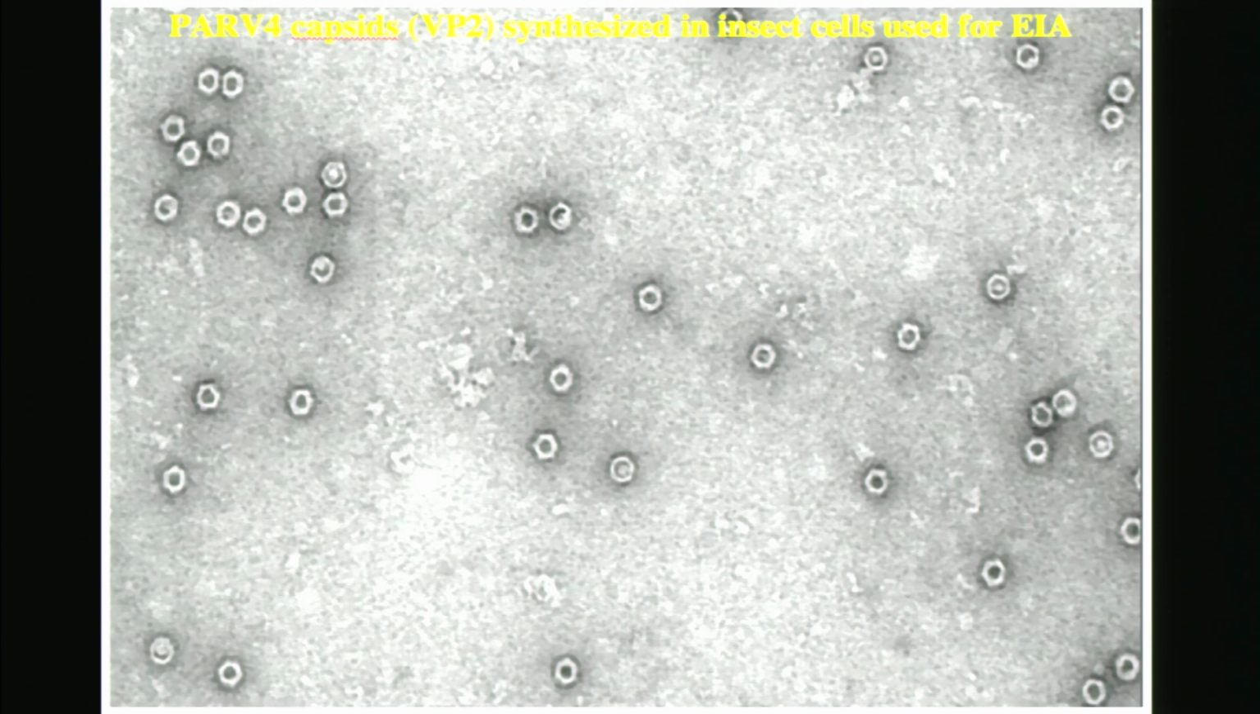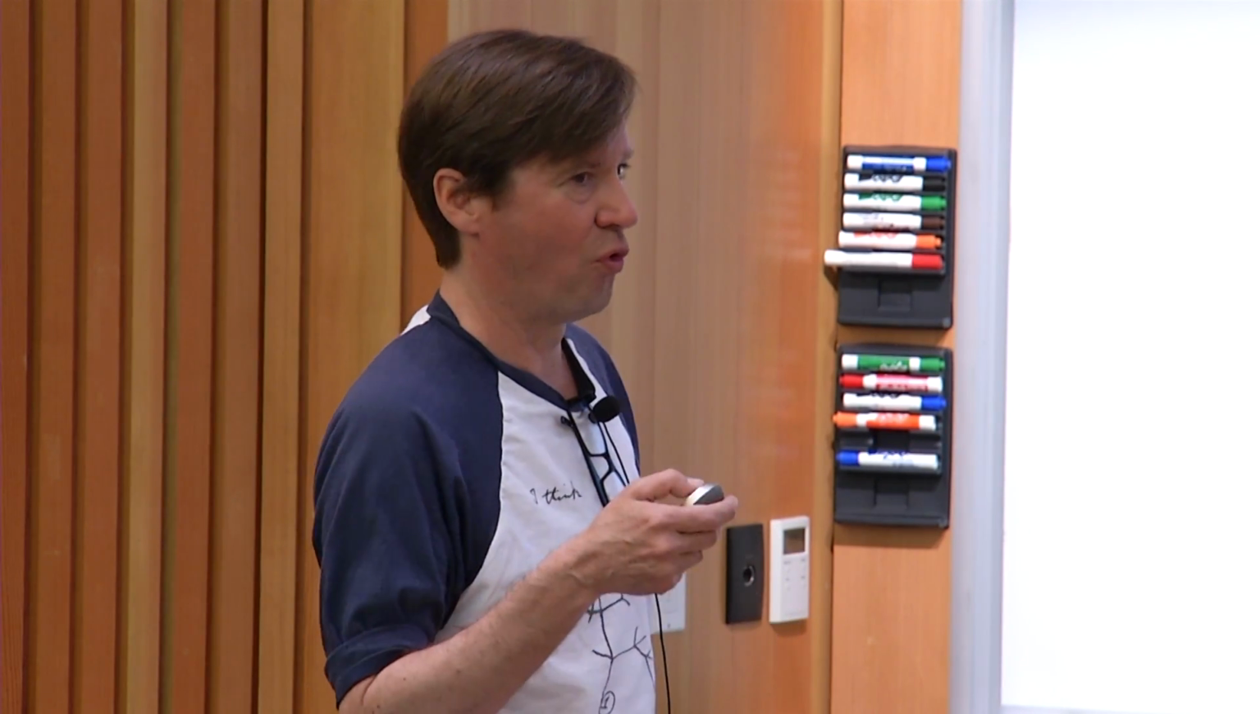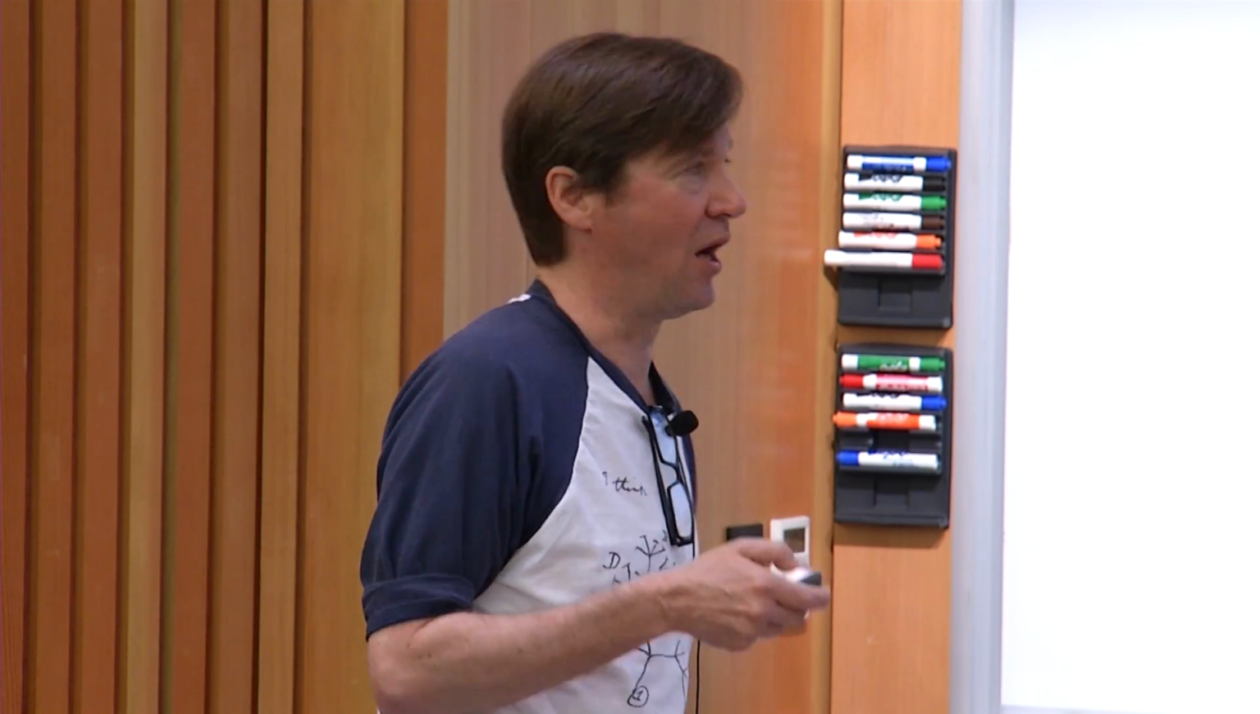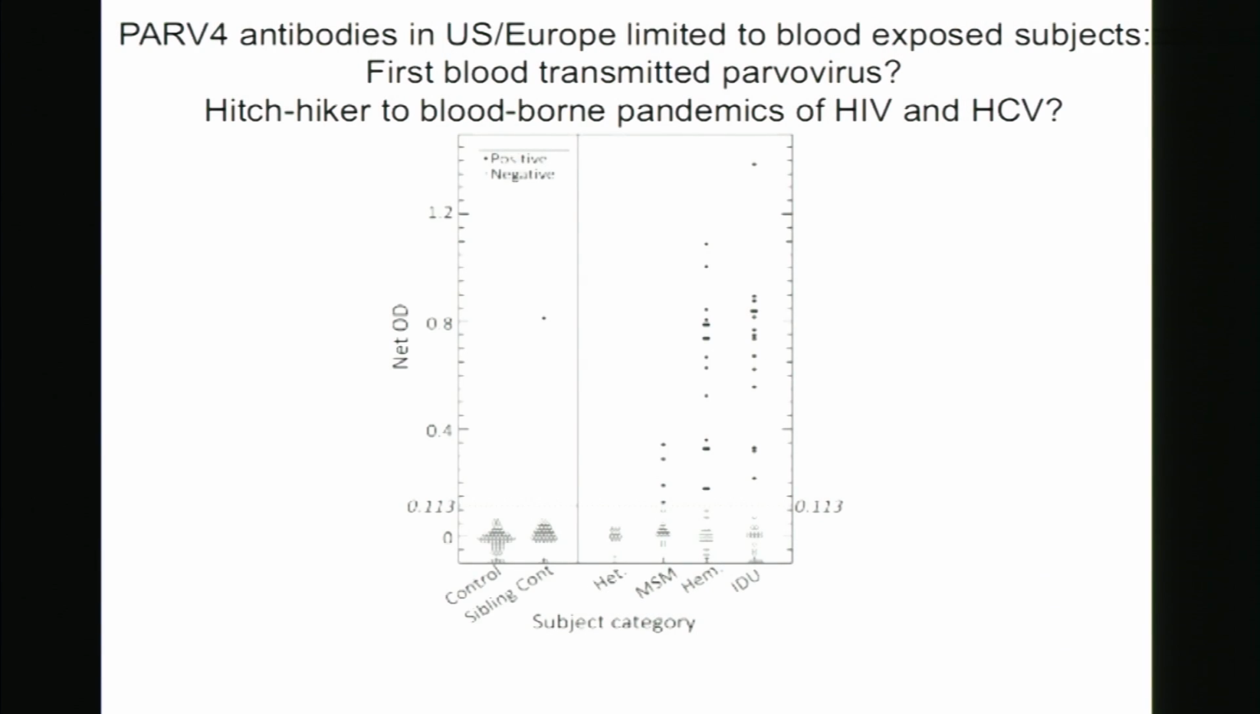Now, the next step is to develop serological reagents to express these capsid viral-like particles in an insect cell system. And then you can look for what is the epidemiology of this infection. It turned out that the people with the antibodies to parvo 4 are mostly individuals who have blood contacts, that is, injection drug users, or hemophiliacs who are treated with coagulation factors, and a small percentage of men who have sex with men. But it's not really found at any significant level in heterosexuals.